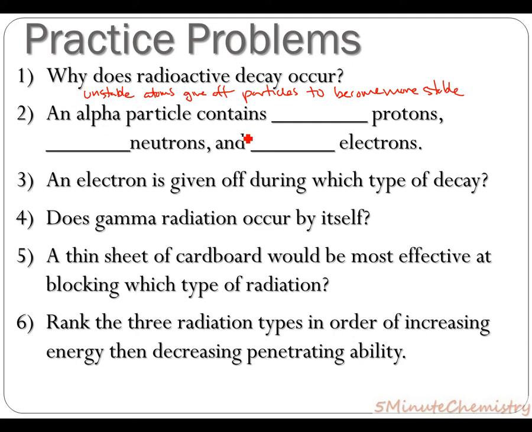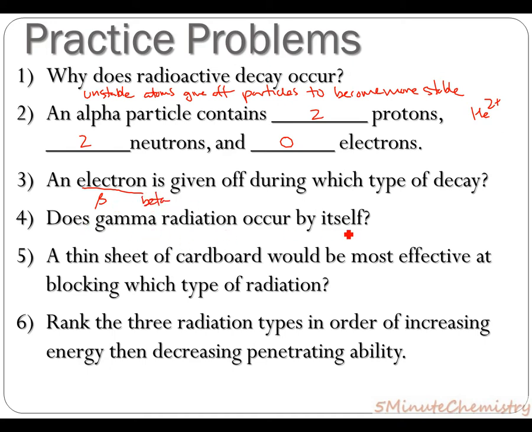An alpha particle contains blank protons, blank neutrons, and blank electrons. You'll recall that an alpha particle is the helium 2+ ion. So that means it has 2 protons, 2 neutrons, and 0 electrons. An electron is given off during which type of decay? An electron, you'll recall, is a beta particle. So an electron is given off in beta decay.